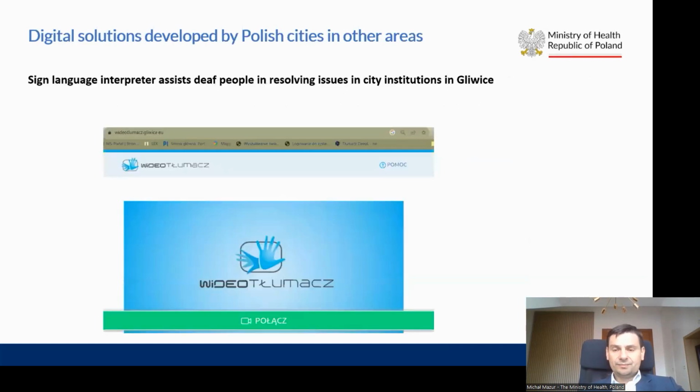And a second solution from a Polish city is a sign language interpreter. It assists deaf people in resolving issues in city institutions in Gliwice. But this solution is more often used by Polish healthcare institutions, hospitals, and primary care facilities.